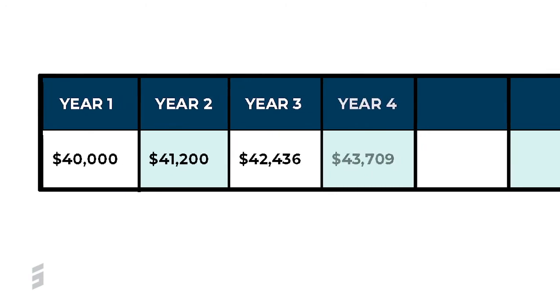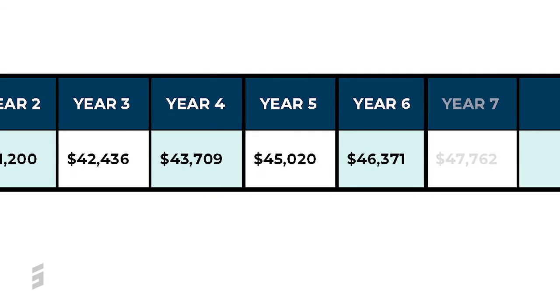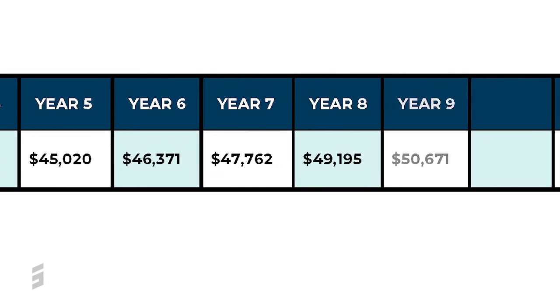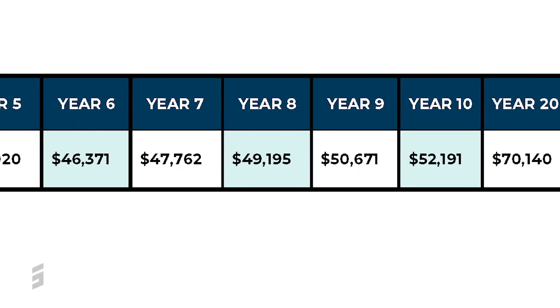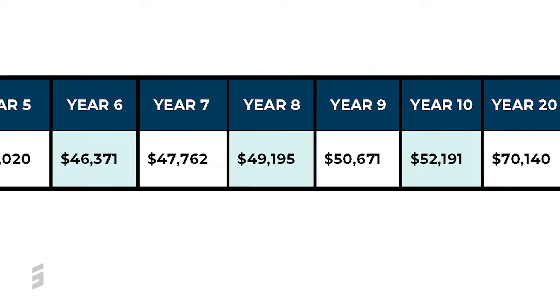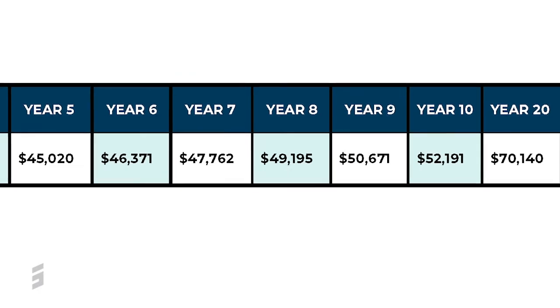So when we look at an overall inflation rate, inflation can really eat into your expenses over time. When you look at what $40,000 is in today's dollars, if you account for 3% inflation, $40,000 in year one becomes $41,200 in year two. By year 5, it's $45,020. By year 8, it's $49,195. And by year 10, the same $40,000 in today's dollars with 3% inflation becomes $52,191. So you really need to pay attention to your numbers.